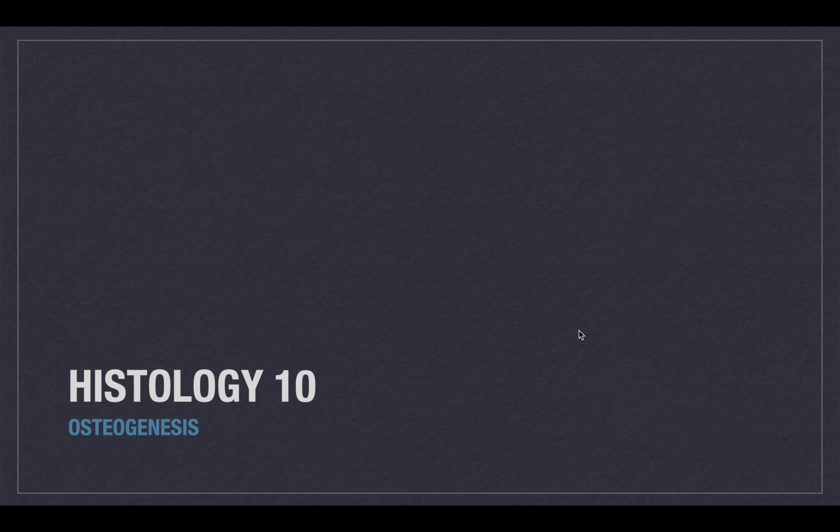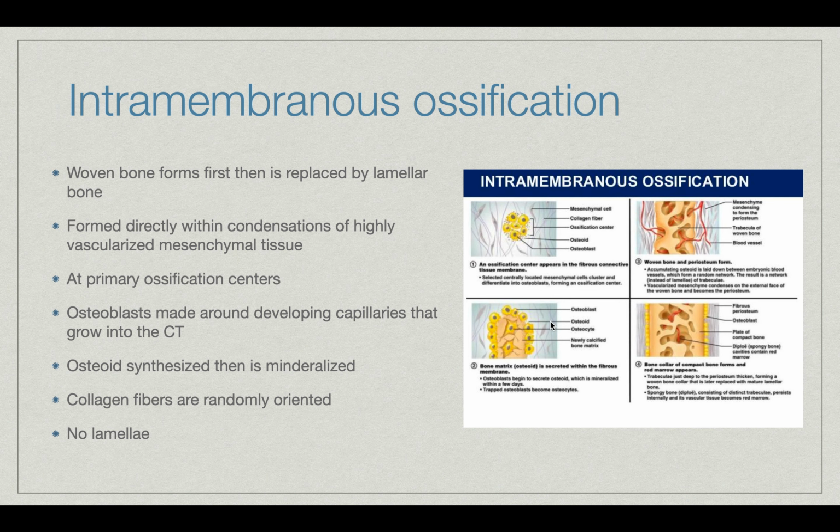Okay, so intramembranous ossification. That is when this occurs in embryonic development. A woven bone is first formed and then is replaced by a lamellar bone, and it is formed directly within the condensations of very vascularized mesenchymal tissue. And this all occurs at the primary ossification centers, usually in the middle of the diaphysis.